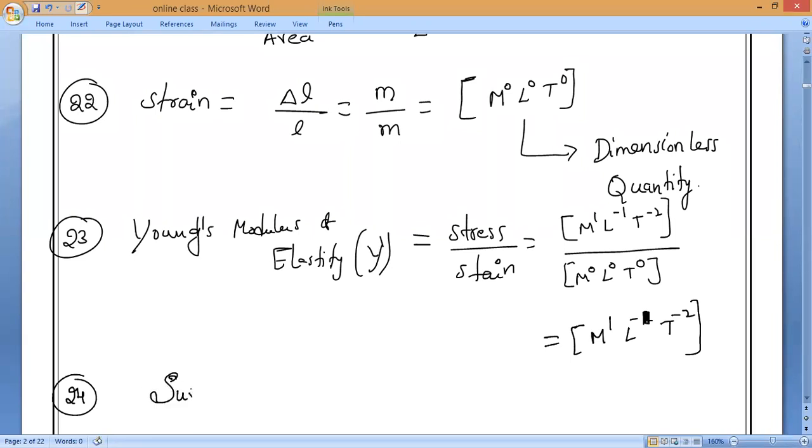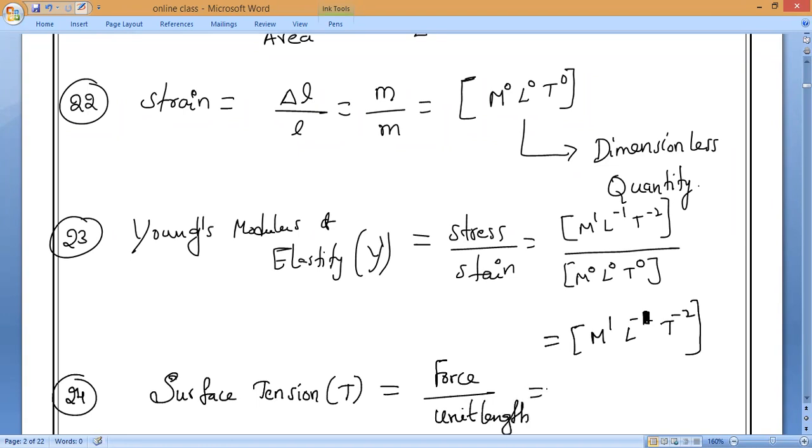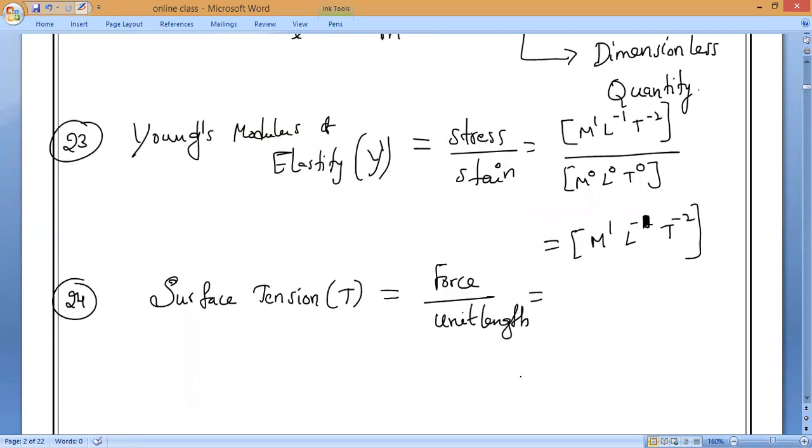Next one is surface tension. Now I will teach you the formula. When we are studying the chapters, we will get all these quantities. Surface tension formula is force per unit length. Now tell me fastly the dimensions. By this time you should know the force dimensions. M power 1, L power 1, T power -2 divided by length, L power 1, which equals M power 1, L power 0, T power -2. That is surface tension.